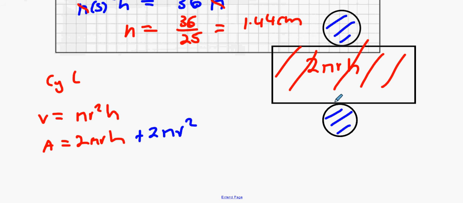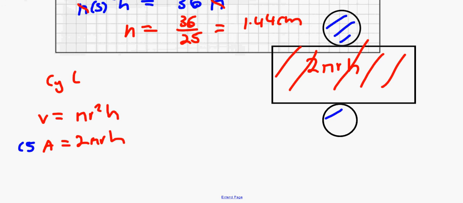Why? Circle on the top and circle on the bottom. You'd have to add on another 2 pi r squared to get the TSA, or total surface area. But however, in your log tables, all you have is curved surface area, which is CSA. Alright, that's what's in your tables.